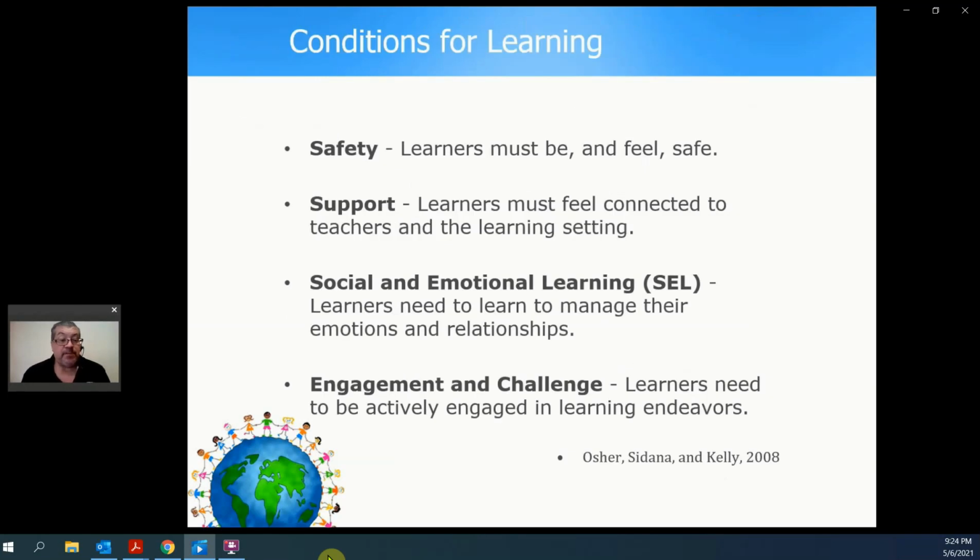Conditions for learning. I think we've all seen these before. Safety. Learners must be and feel safe. Support. Learners must feel connected to teachers and the learning setting. And then social emotional learning. Learners need to learn to manage their emotions and relationships. And engagement and challenges. Learners need to be actively engaged in learning endeavors. And this is according to Oshner, Sidana, and Kelly, 2008.